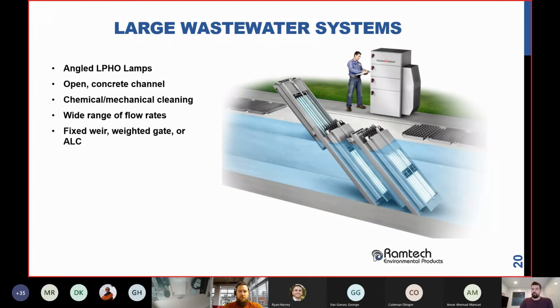This is the newer replacement for that kind of system. This is called a Trojan UV Sigma. It is actually an angled installation as opposed to the horizontal one we showed earlier. The open concrete channel, chemical mechanical cleaning system. It can handle a massive range of flows, and it can be controlled many different ways. This is nice because this shows one bank raised out of the channel, so it's nice and easy for an operator to be there and work right at it.